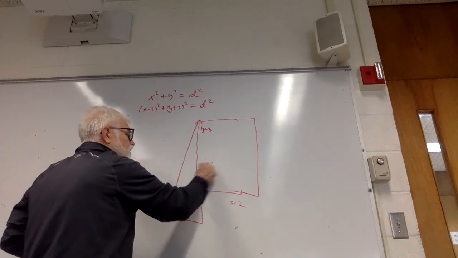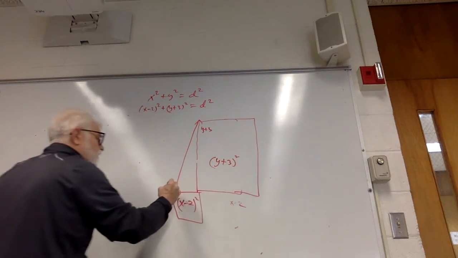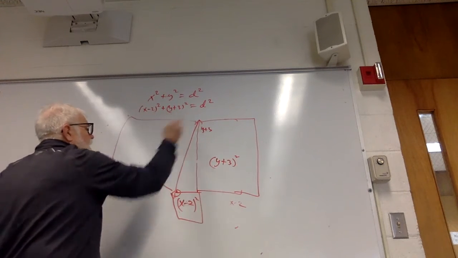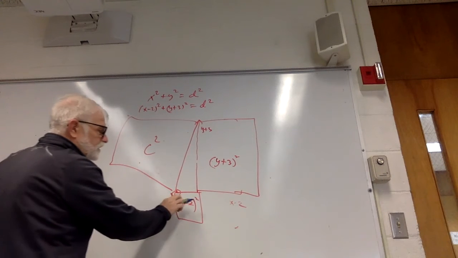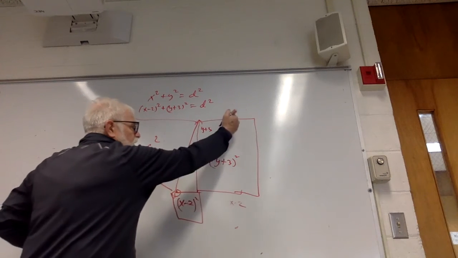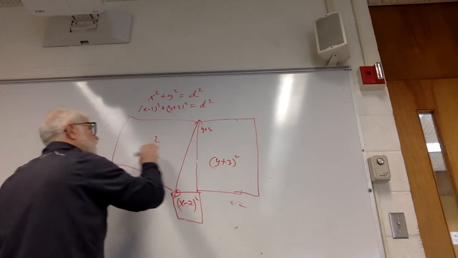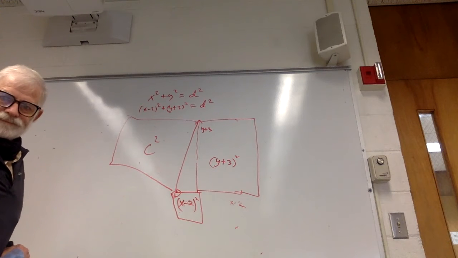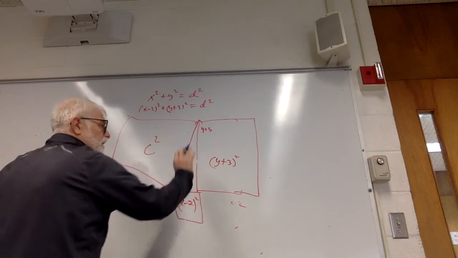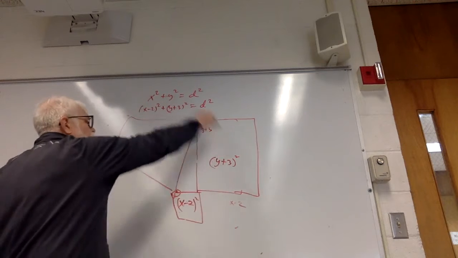That's the y plus three square. And then this, of course, is your constant. I'm gonna call it C this time. That's your constant. So if this gets longer, then the area has to come out of this square because the two square areas end up adding up to a constant square. So the bigger this one gets, the smaller this one has to get, and that gives you that rotation.